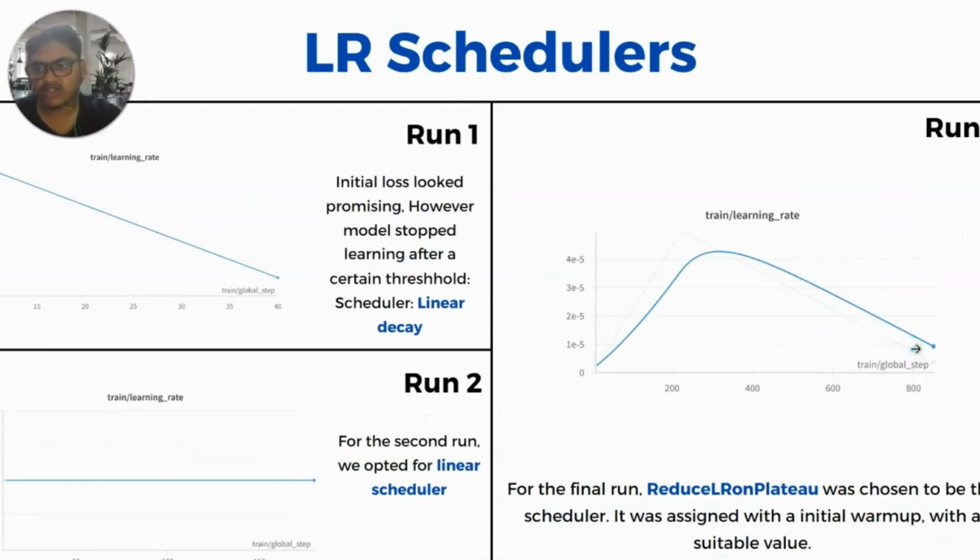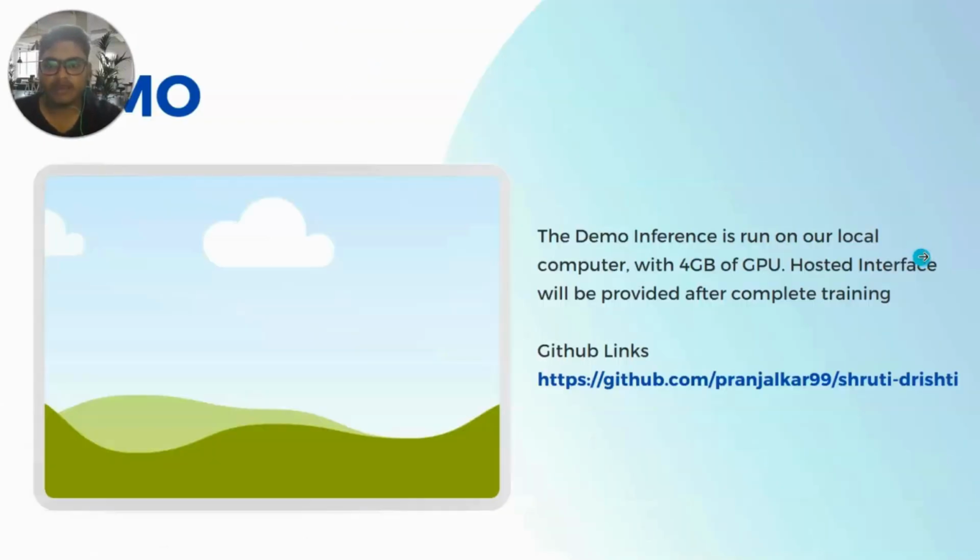The LR schedulers that we used during the 3 runs are: in the first run we used linear decay, in the second run we used linear scheduler, and for the third run we used reduce LR on plateau along with an initial warm-up that we found out after some experiments.